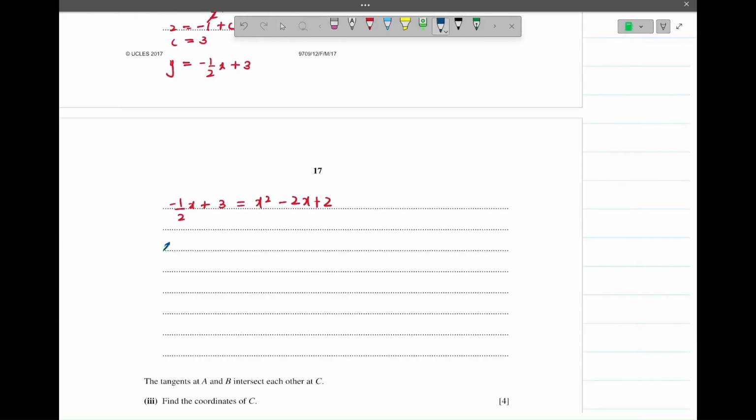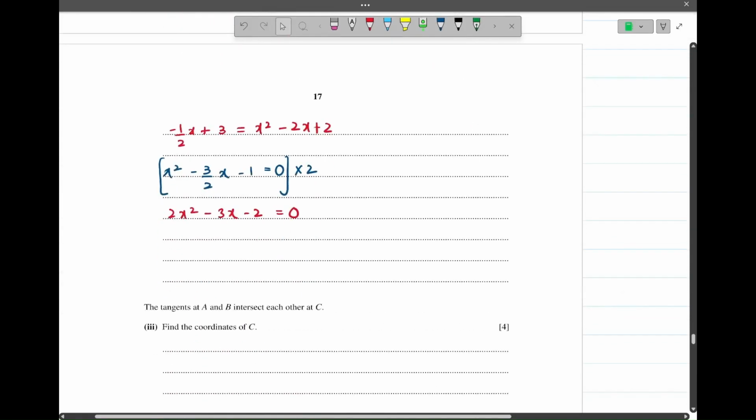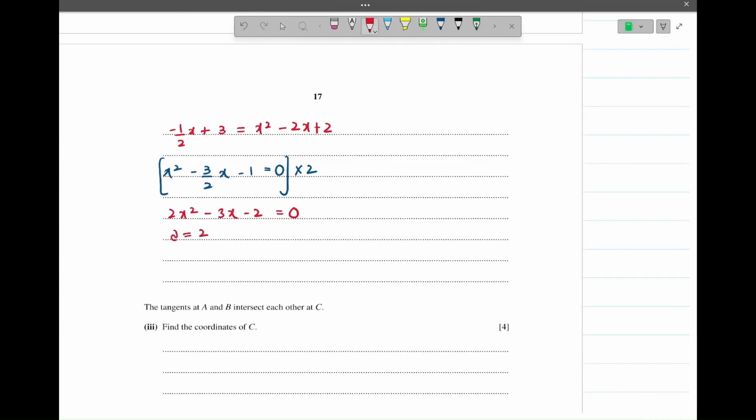So that would be x squared minus 3 over 2x minus 1 is equal to 0. I can multiply this entire thing with 2 to eliminate the fraction, and that would leave me with 2x squared minus 3x minus 2 is equal to 0. You can just put this entire thing into your calculator, or you can also manually solve it out. So a is equal to 2, b is equal to minus 3, and c is equal to minus 2.